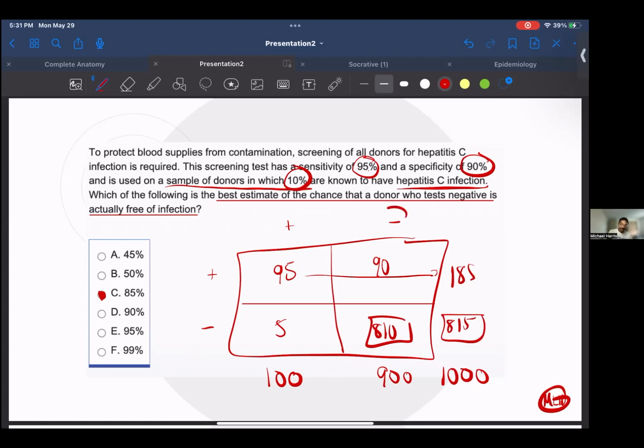The chance that I'm negative on the test and truly negative is 810 divided by 815. Now, what would be the possibility that the test was positive and was actually positive? Just tell me the numbers. You don't have to give me the mathematics.